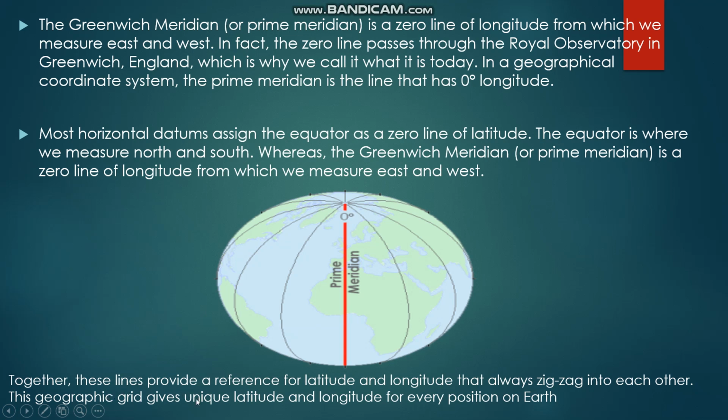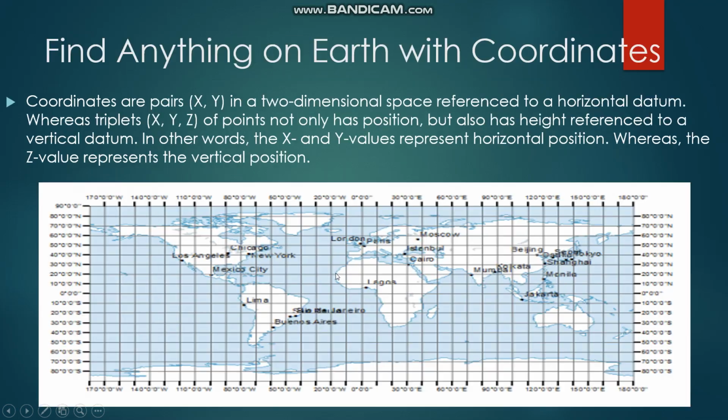Together, these lines provide a reference of latitude and longitude that always cross each other. This geographic grid gives unique latitude and longitude for every position on the Earth. Coordinates are pairs of x and y in a two-dimensional space referenced to a horizontal datum, where a point not only has position but also has height referenced to a vertical datum. In other words, the x and y values represent horizontal position, whereas the z value represents the vertical position.